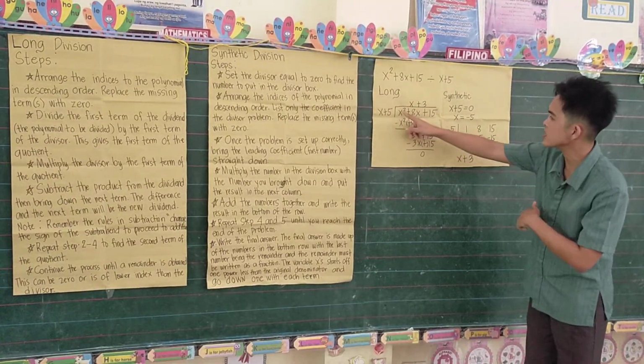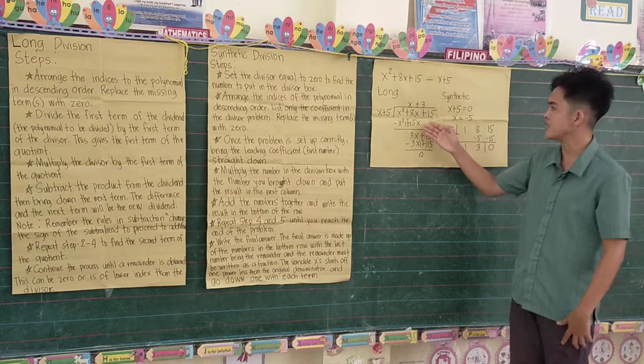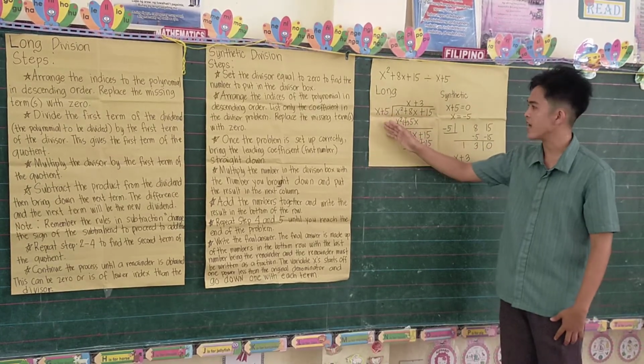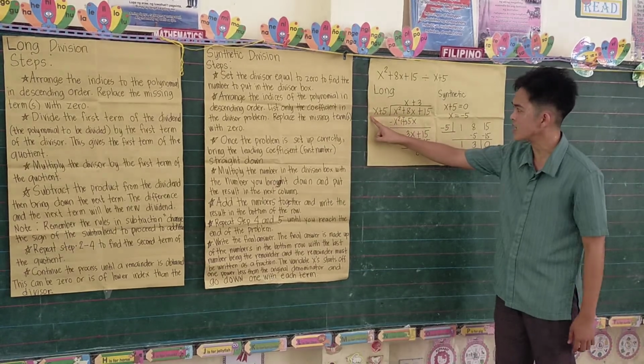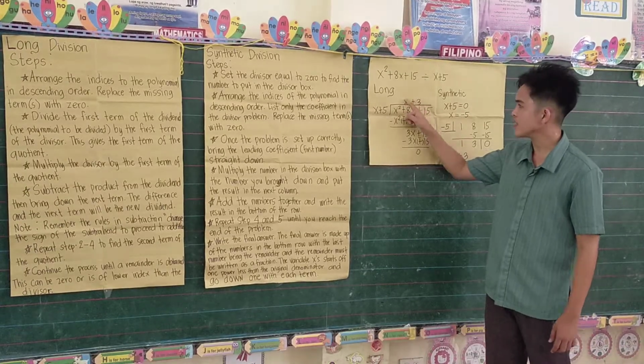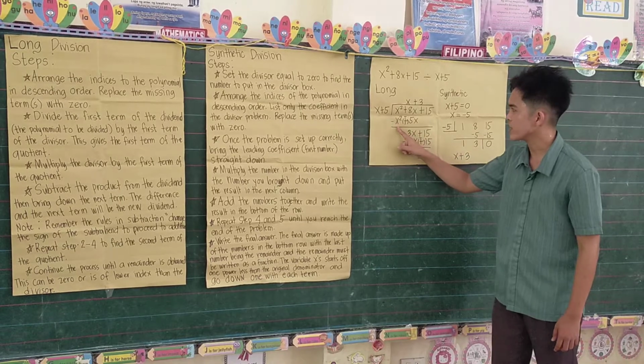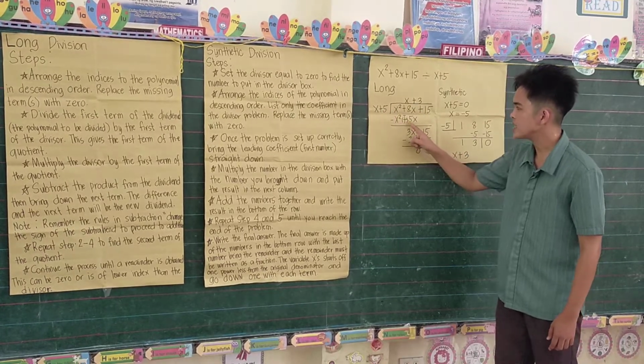So you have here x squared plus 8x plus 15 divided by x plus 5. So divide the first term. x squared divided by x, you get x. So x times x is x squared, and x times 5 is positive 5x.